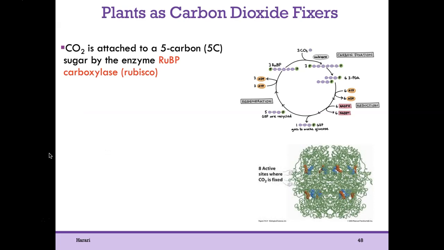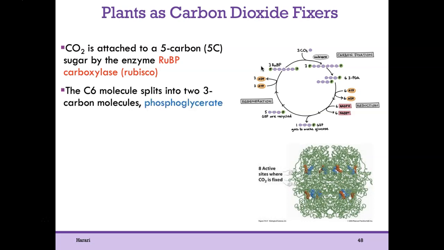So, the carbon reactions or the Calvin cycle starts when CO2, carbon dioxide from the atmosphere, is attached to a 5-carbon sugar by the enzyme RuBP carboxylase, also known as Rubisco. So Rubisco is the enzyme that catalyzes this first reaction where CO2 from the atmosphere is added to a 5-carbon molecule. Rubisco is actually an essential component of every plant and is the most abundant protein on Earth.